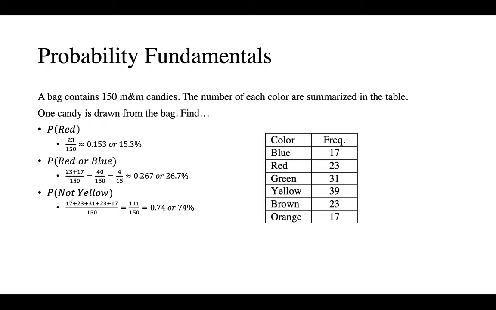This is the hard way to do it, actually. The easier way to do it is to think about, what's the probability that I do get a yellow one? The probability of drawing a yellow candy is 39 out of 150. All these probabilities have to add up to 100%. So I could just take 1 minus the probability that it's yellow. So it'd be 1 minus 39 out of 150, which also gives you the probability of 74%. We're going to see later on that this is called the complement rule. The probability that an event does not happen is 1 minus the probability that it does happen.